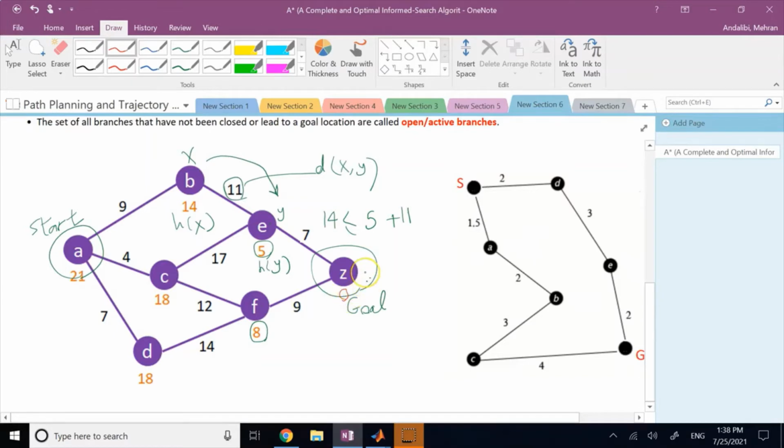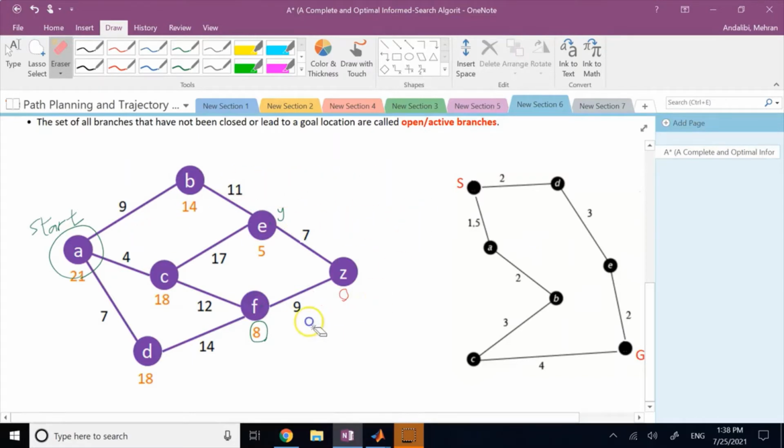So the H at the goal should ideally be what? 0. So you see, that's the case here, and that's what makes it work. I have to check it for each and every one of these. If for each and every one of these conditions is valid, then I'm good. So you see, for example, I checked it for nodes B and E.